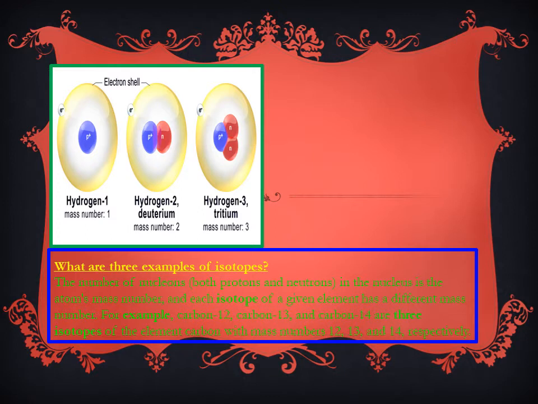Now, what are 3 examples of isotopes? The number of nucleons, both protons and neutrons, in the nucleus is the atom's mass number, and each isotope of a given element has a different mass number. For example, carbon 12, carbon 13, carbon 14 are 3 isotopes of the element carbon with mass numbers 12, 13 and 14 respectively.